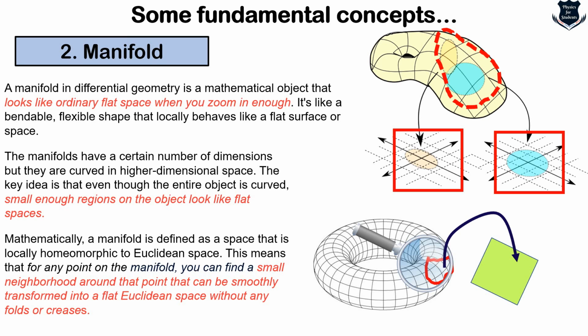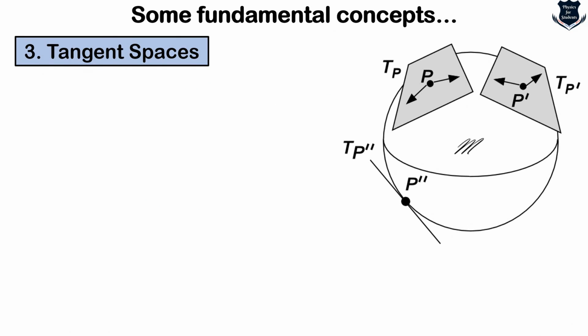A manifold is defined as a space that is locally homeomorphic to a Euclidean space. This means that for any point in the manifold, you can find a small neighborhood around that point which can be smoothly transformed into a flat Euclidean space without making any folds and creases. So concept number 2 is very important: what is called a manifold.